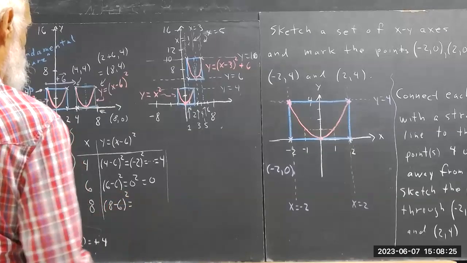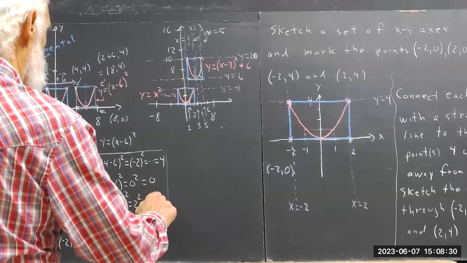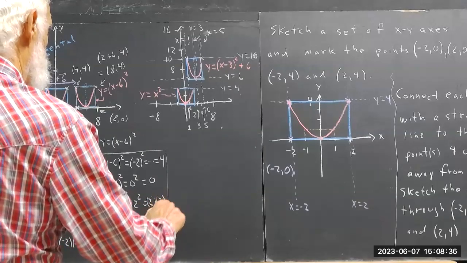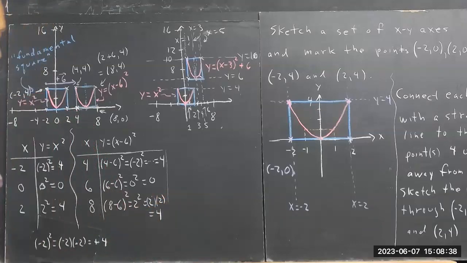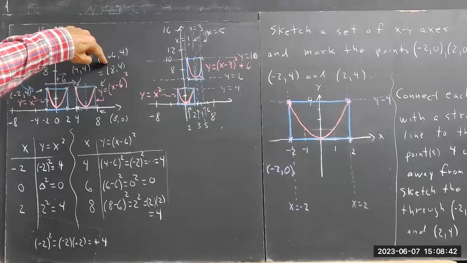Get 8 minus 6 squared, which is 2 squared, which is 2 times 2, which is 4. And you get the 0.84, which matches the point on the graph.